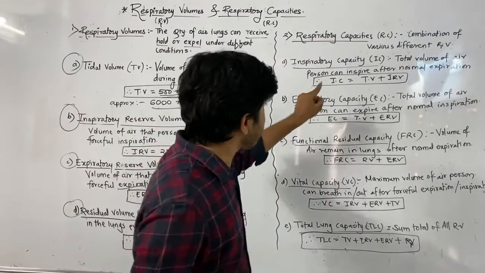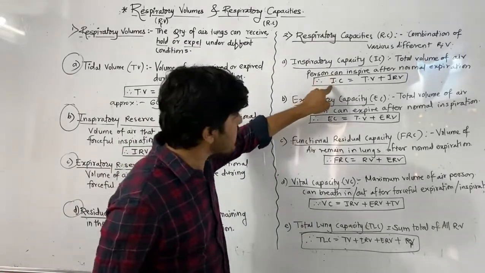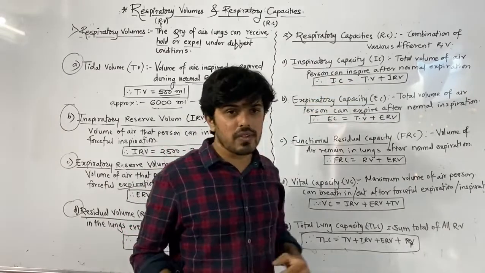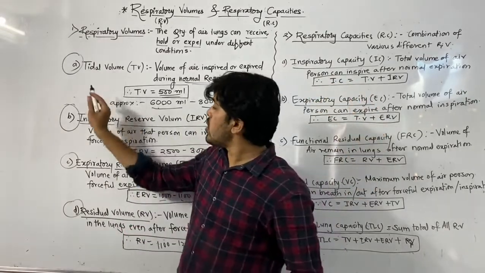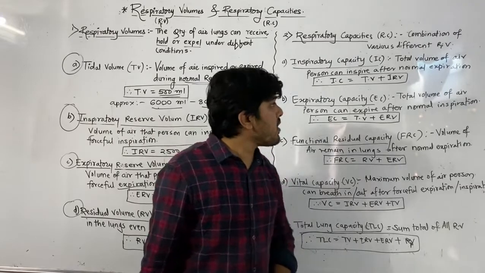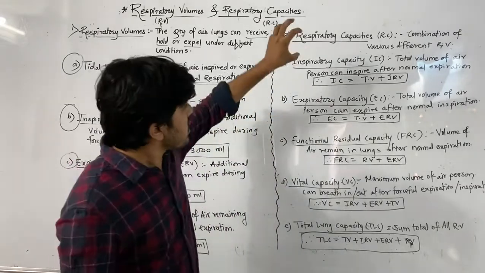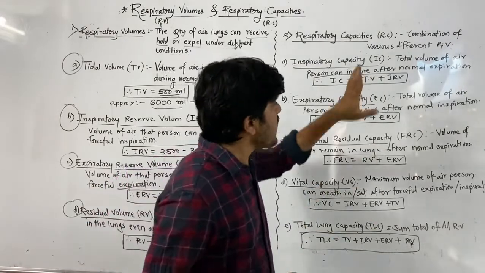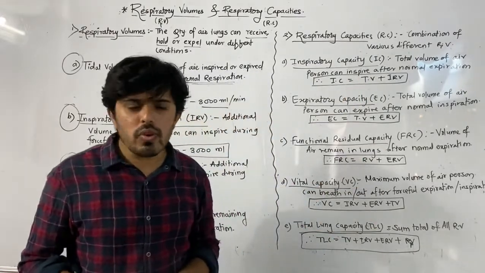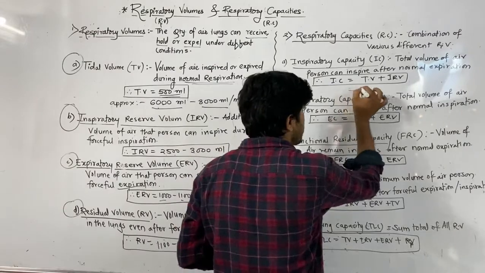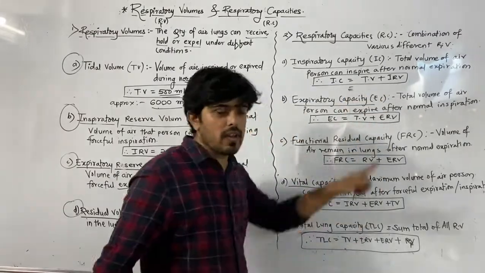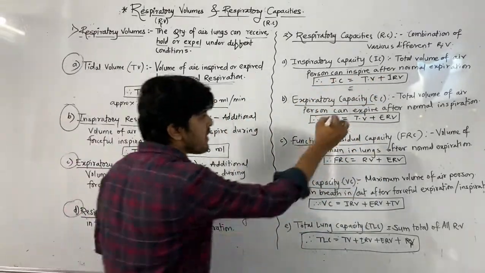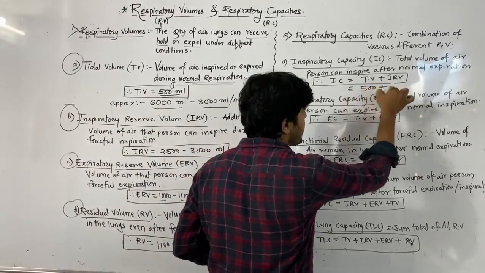Mathematically, it is represented as inspiratory capacity, that is IC is equal to TV plus IRV. TV means tidal volume and IRV means inspiratory reserve volume. So inspiratory capacity is a combination of tidal volume and inspiratory reserve volume. We are going to calculate the value here. Take the maximum possible value. Tidal volume is 500. I am writing here 500.